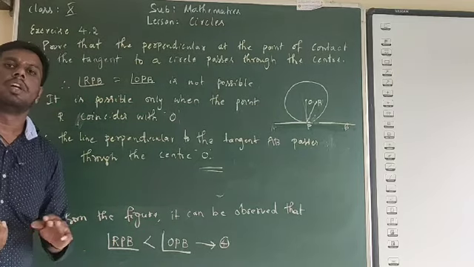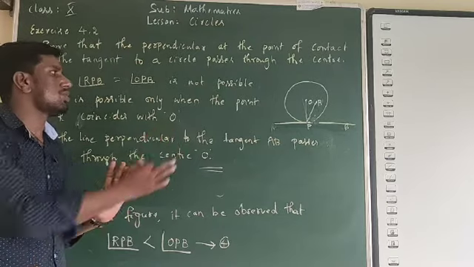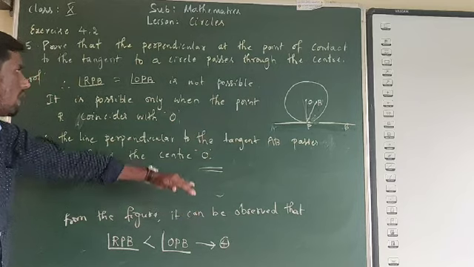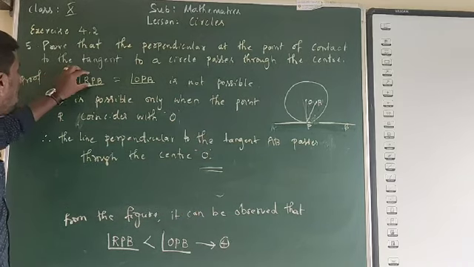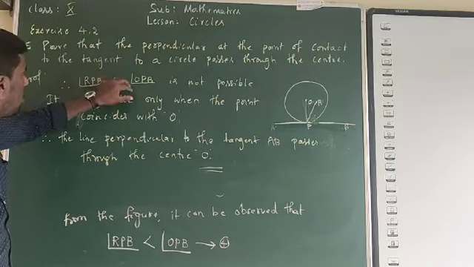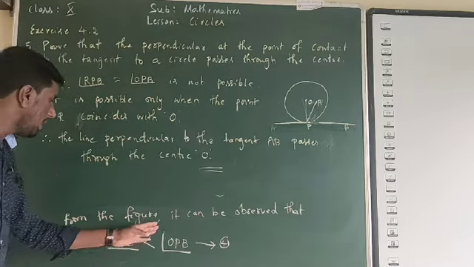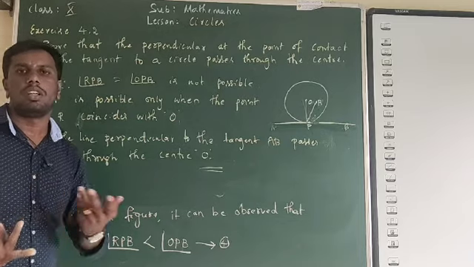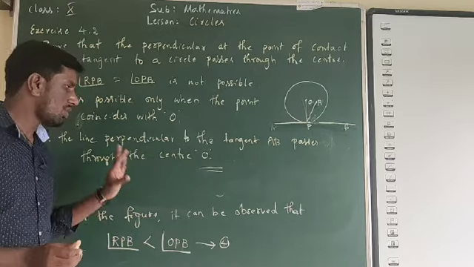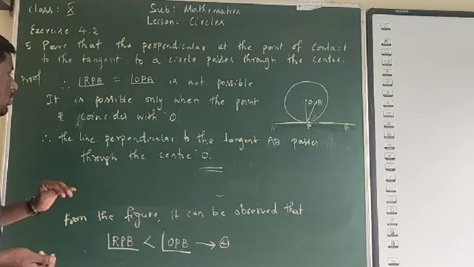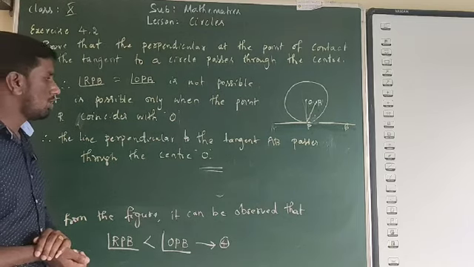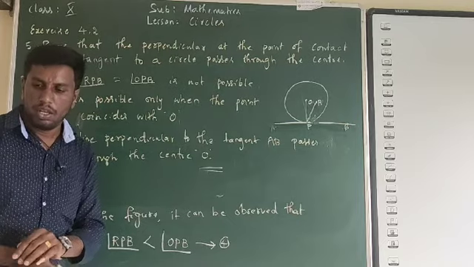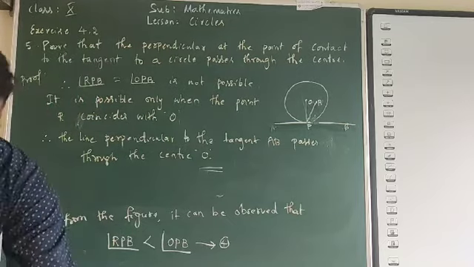What is our assumption? It does not pass through the center O, it passes through another point R, which is wrong. Why is it wrong? Because we arrived at a wrong statement: angle RPB is equal to OPB, and RPB is less than OPB. You would be getting both equations, which is not correct. Either one of the equations must be true. So our assumption is wrong. Therefore, it has to pass through the center O.